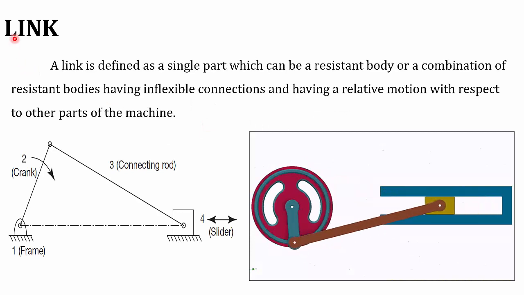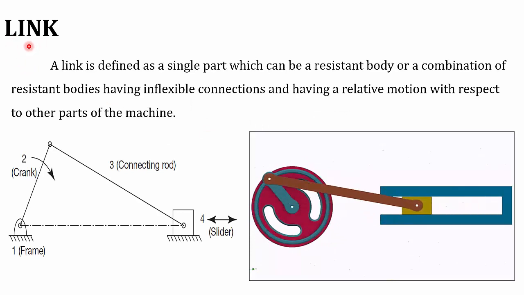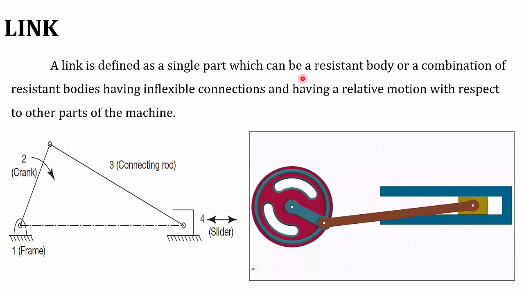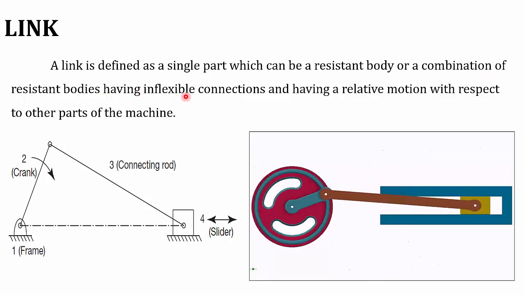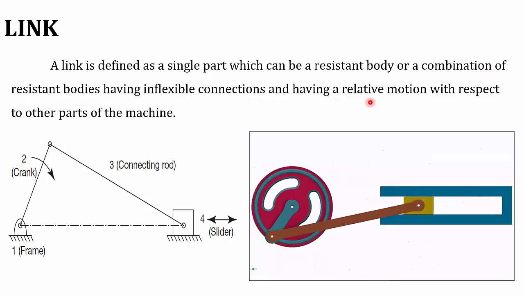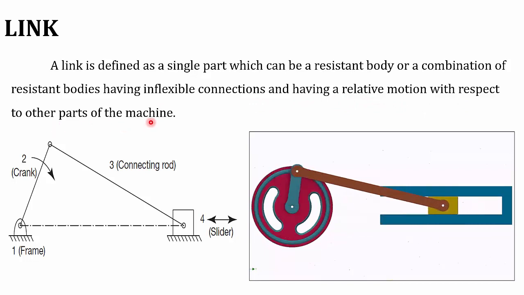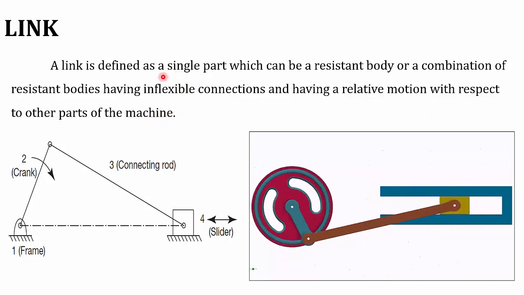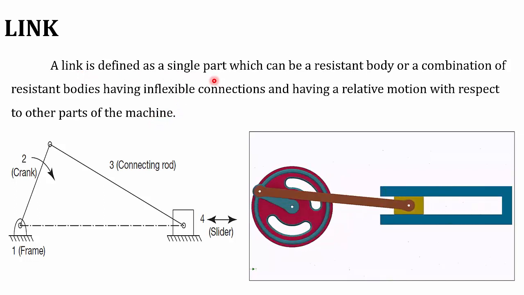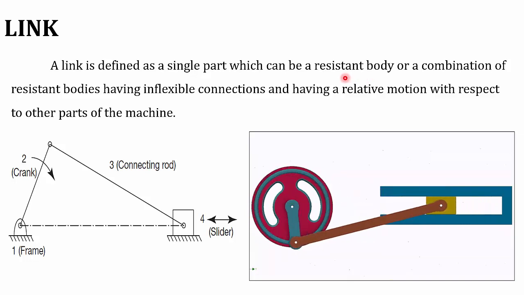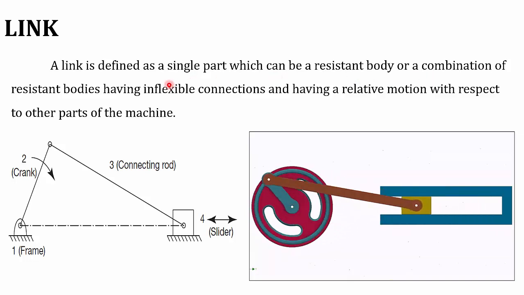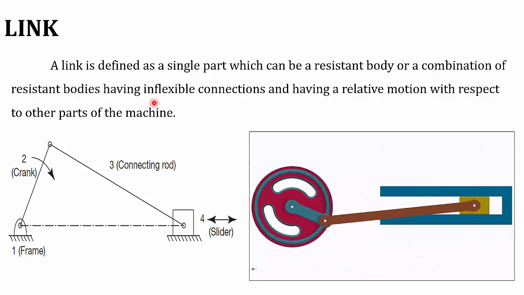So first of all, let me start with what is a link. A link is defined as a single part which can be a resistant body or a combination of resistant bodies having inflexible connections and having a relative motion with respect to other parts of the machine. I'll brief this. A resistant body will not undergo any deformation. If a force is applied at one end, then the link will transmit the force to the other end. Or a combination of resistant bodies having inflexible connections.